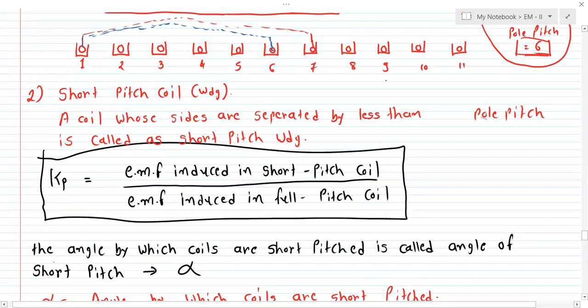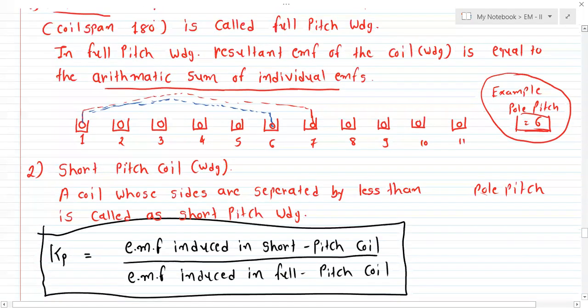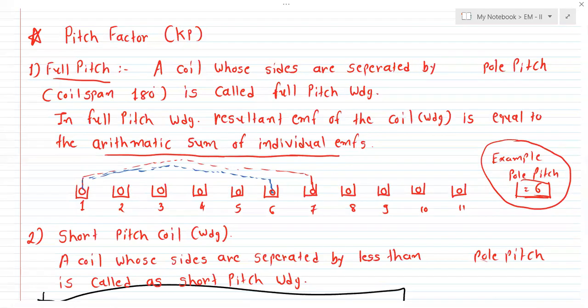Okay, so what we learned in the last lecture: we derived the equation of the pitch factor, Kp, which is also known as the coil span factor Kc. You can denote it either Kp or Kc, which is known as the pitch factor. That I already told you about.